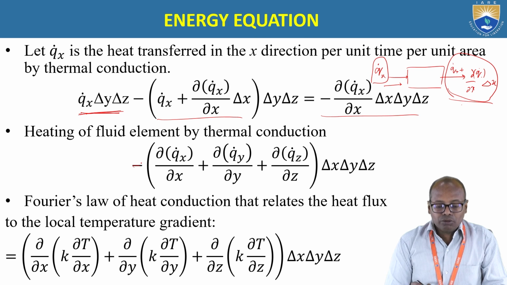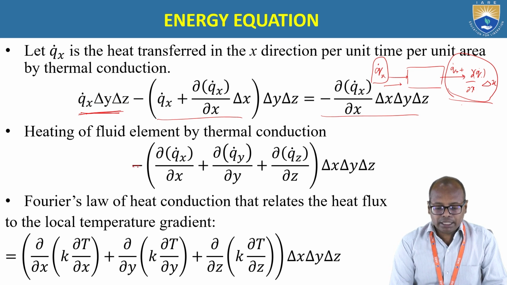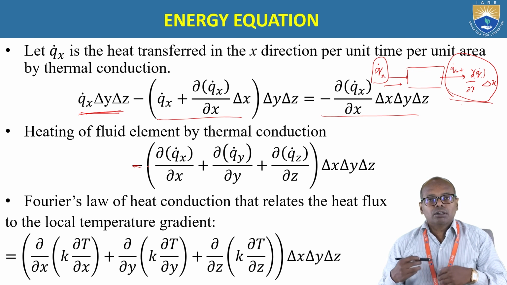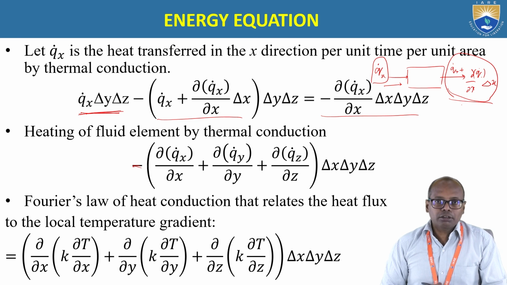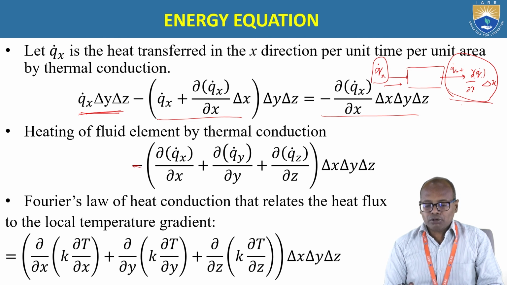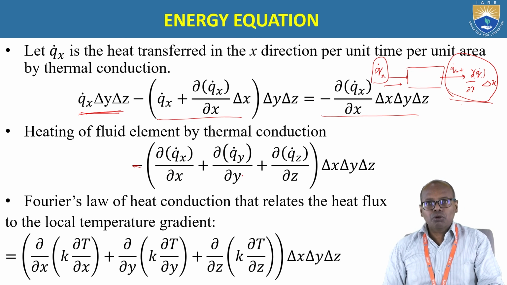So if more heat is rejected, I will get a negative sign. If more heat transfer is added, then I will get a positive sign. So here, more heat is rejected, so I am getting a negative sign. Now we will see one law called Fourier's law of conduction.